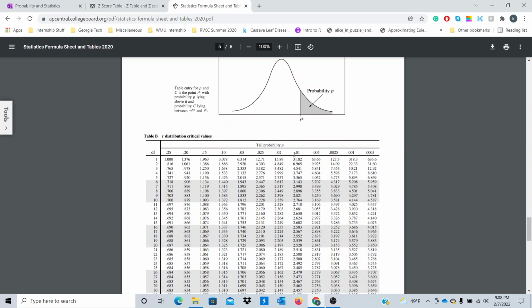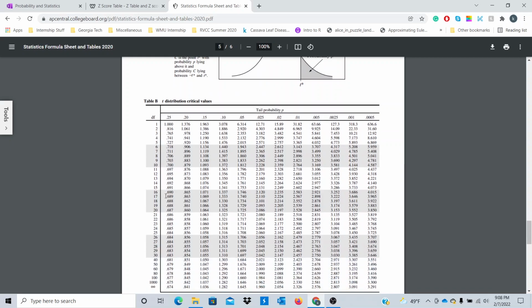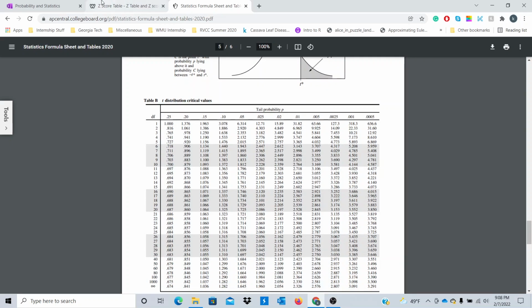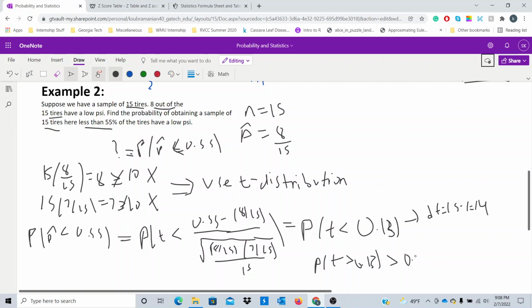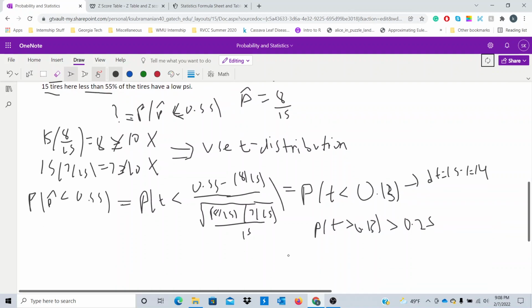Now, if you look carefully at this table, when we take a t-score, the probability that you're going to see up here is going to be this area right here. We don't want this area. We want the area to the left, basically. So our area to the right will be a number larger than 0.25. So 1 minus the probability of t greater than 0.13. So we're subtracting out that rightmost area, right? It's going to be some number less than 0.75.